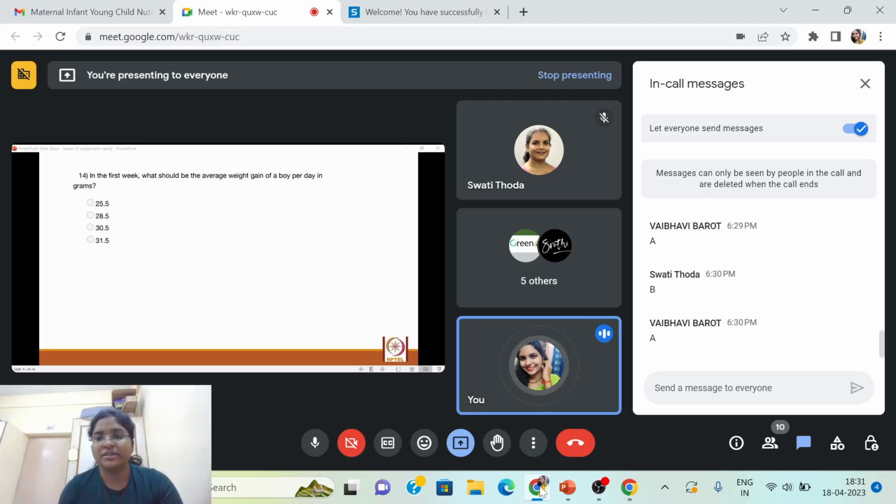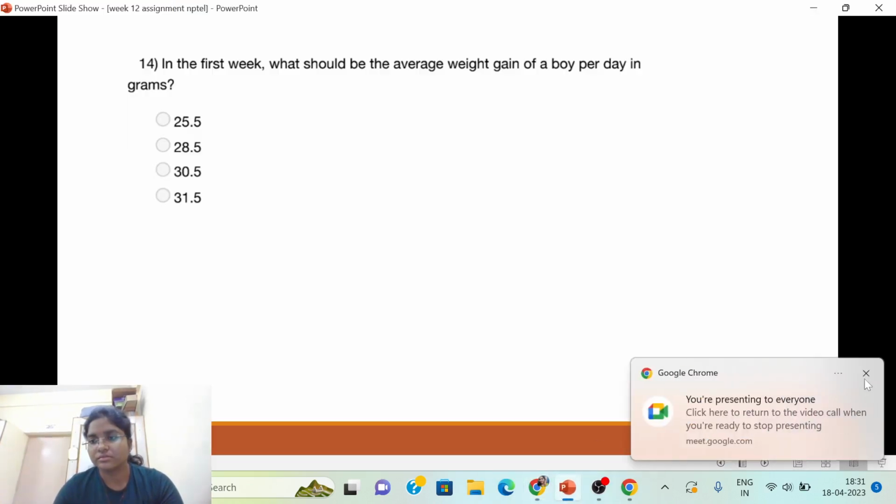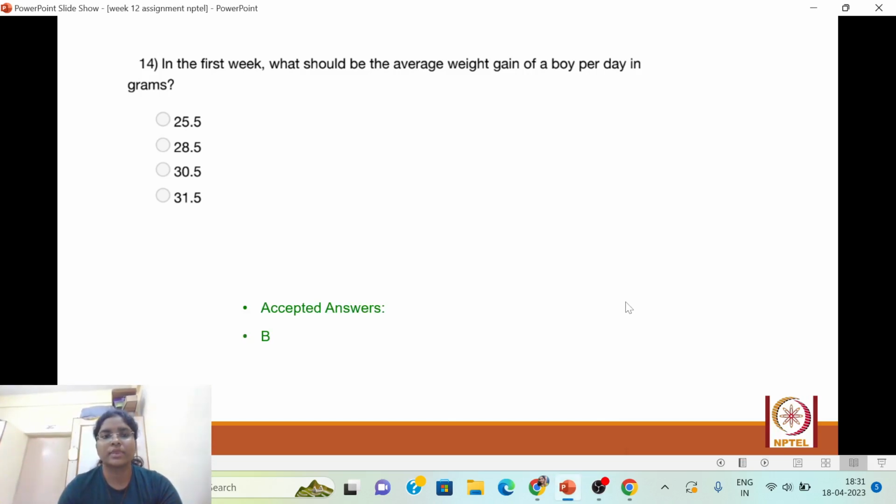Some are saying A, some are saying B. Okay, let's see. Everyone is done. The correct answer is B. The average weight gain of a boy per day for the first week is around 28.5 grams. So this first week is after birth.